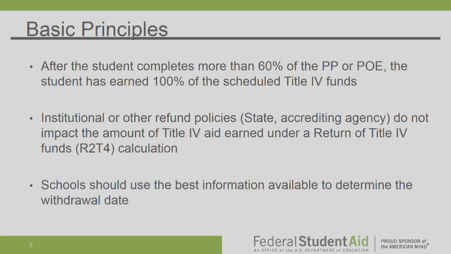However, the point I want to stress here is that it is always okay for schools to use the best information available to determine the withdrawal date. For example, if you have an instructor that always takes attendance, not because he's required to do so by the institution, but rather because he knows more students will show up for class, required or not, those attendance records are among the most accurate for withdrawal determination, which is always the goal. So use the best data available.